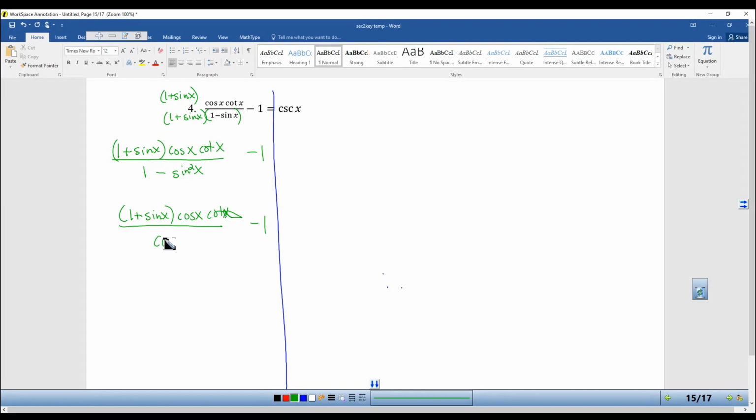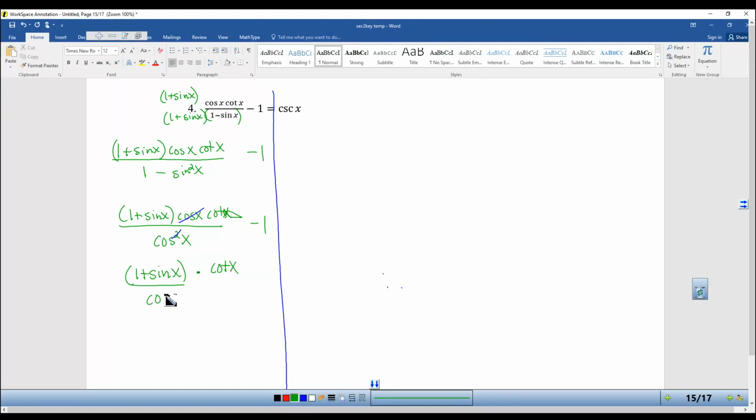And on the bottom, I get cosine squared x. So now I'm going to get rid of one of those and one of those. And when I go to rewrite this, I'm actually going to do another step at the same time. You can combine some steps, and that is I'm going to separate out my cotangent.